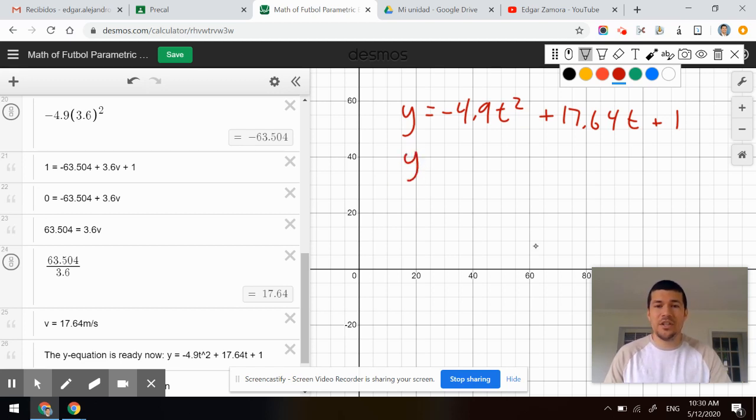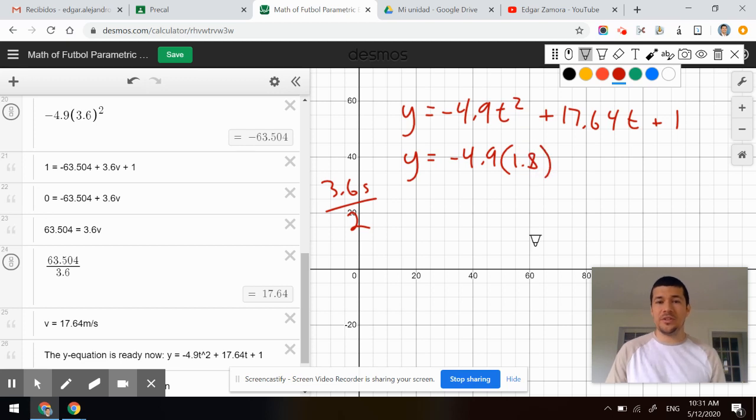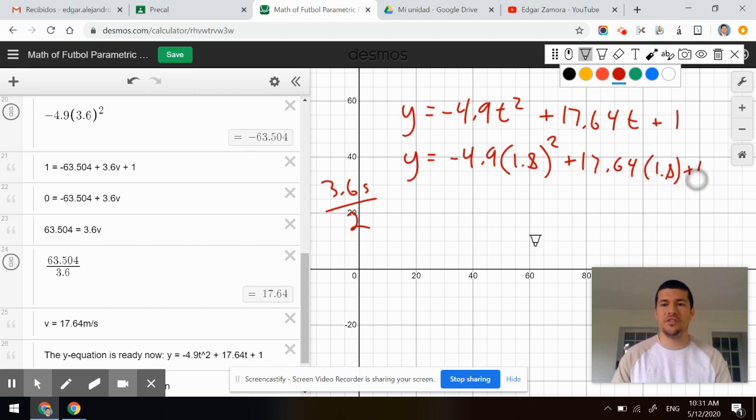And one of the neatest things that you can do with this is you can substitute, for example, the time where the ball was halfway done with its flight. So half of 3.6, if you know that the ball was in the air 3.6 seconds. Well, if I divide that by 2, I can use 1.8. In other words, if I use 1.8 seconds, I should be able to find how high that ball was in the air simply by substituting 1.8 into this equation.